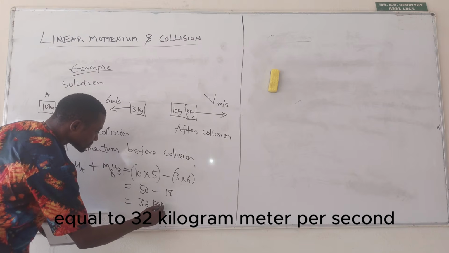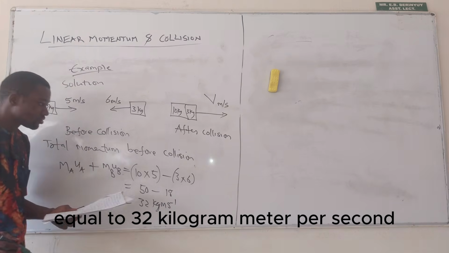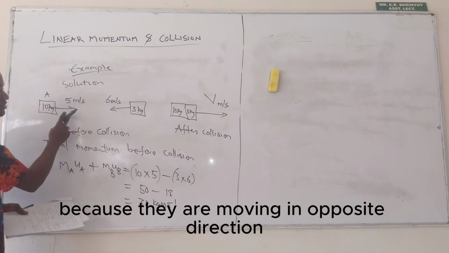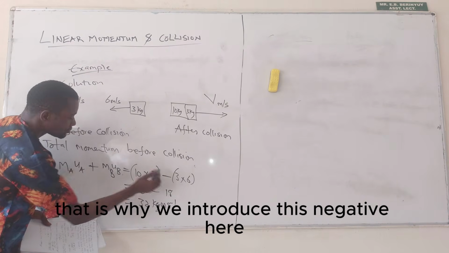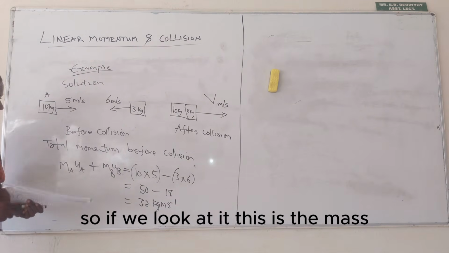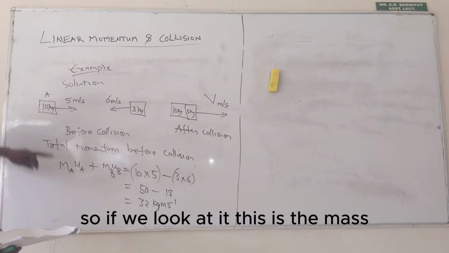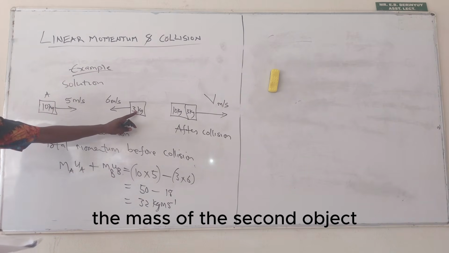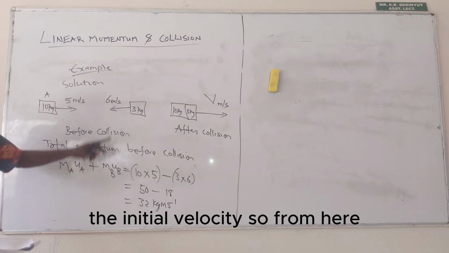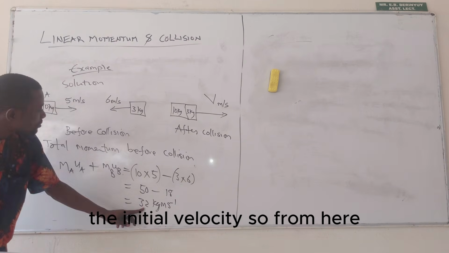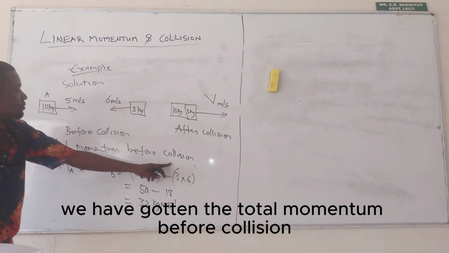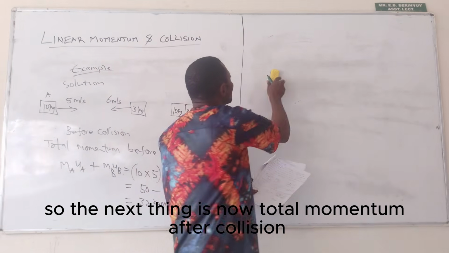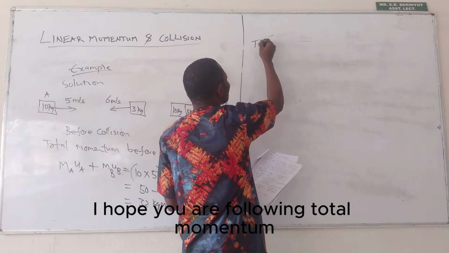Here, because they are moving in opposite directions, that is why we introduce this negative. So if we look at it, this is the mass, this is the initial velocity, then the mass of the second object and its initial velocity. So from here, we have gotten the total momentum before collision. The next thing is now the total momentum after collision. I hope you are following.